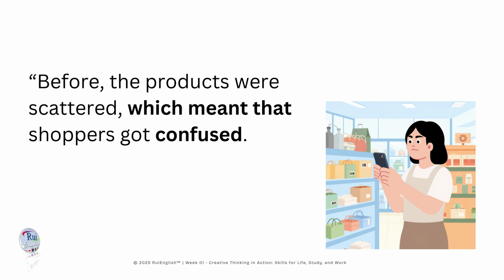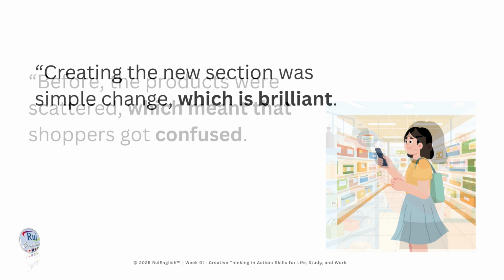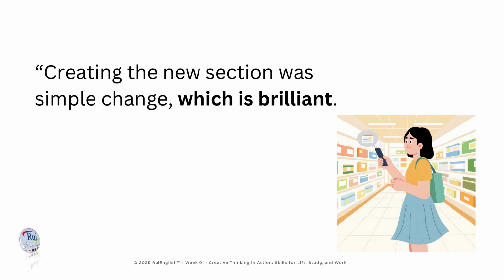Then Ben chimes in, confirming her point with our second tool. He describes the old setup, scattered products, and uses which meant that to explain the direct negative result. He's backing up her data with his own on-the-ground experience. And here's our third tool in action. Ben doesn't just say the change was simple, he adds his own insight and enthusiasm, calling it brilliant, shows his strong positive reaction, and really closes the loop on their successful project together.